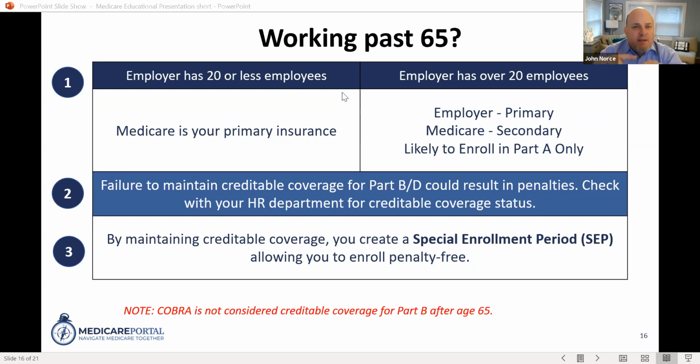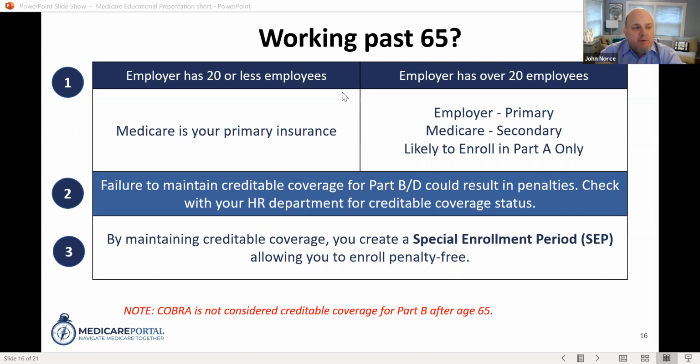So again, to make it very clear, under 20, you have to know your IEP and enroll in Medicare when first eligible. Over 20, we can delay our enrollment on Part B, more than likely enroll in Part A, and I'll explain how that works in a second.